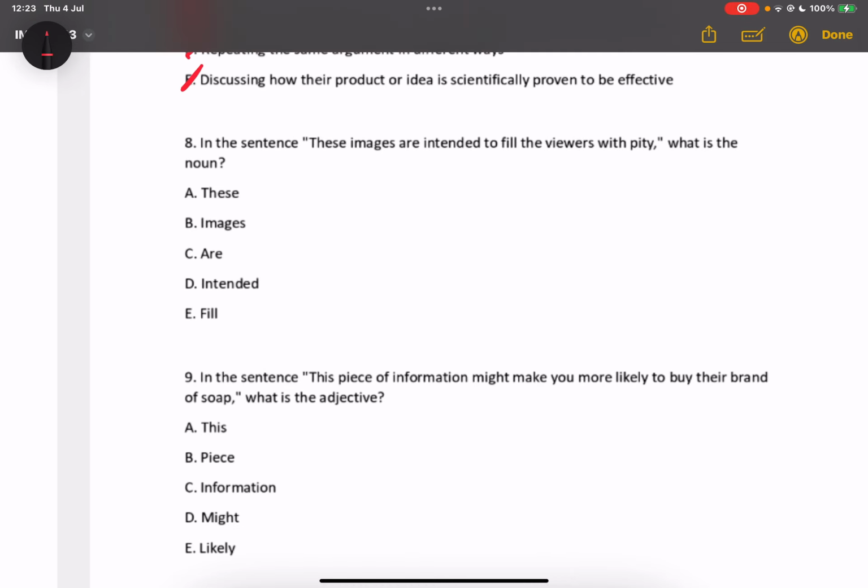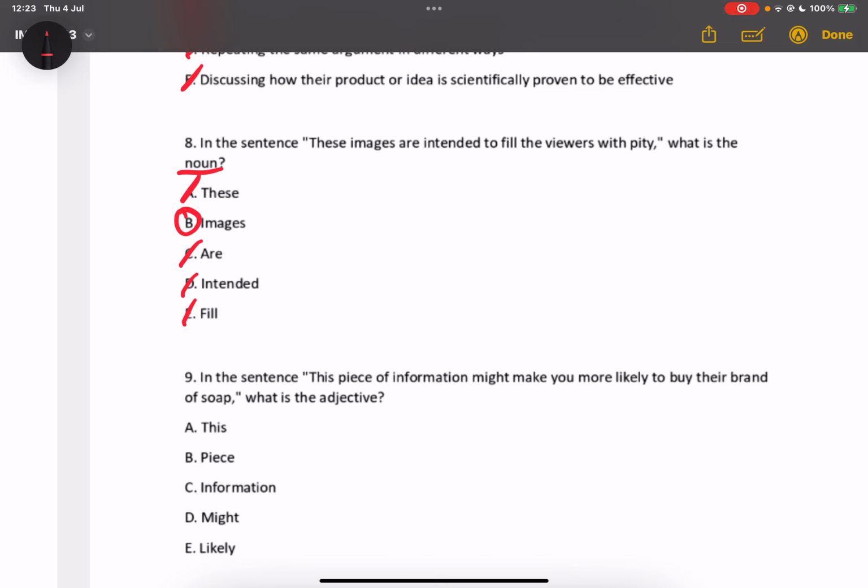Next is 8. In this sentence, these images are intended to fill the viewers with pity. What is the noun? These? No. Images? Yeah, because images are a thing. C, are? No. D, intended. E, filled. Now remember, a noun is a thing, a name, a place. So that means that 8 is going to be B.